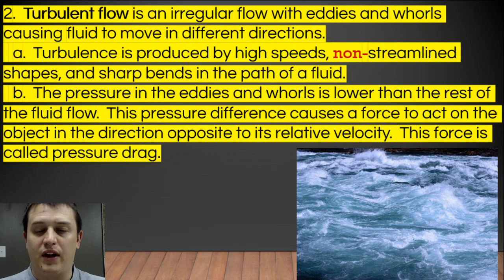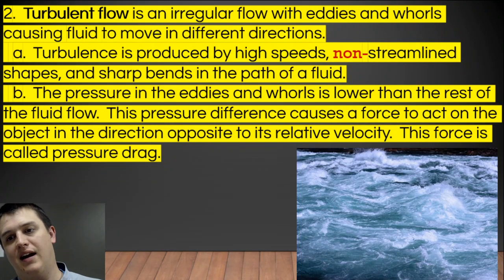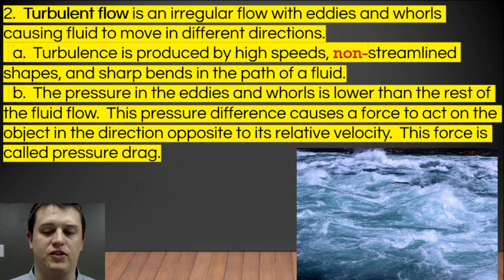Then let's see, we have relative velocity. It says the pressure difference causes a force to act on the object in the direction opposite to its relative velocity. So if you have a pressure difference, the force is going to act opposite. So if you're moving left, it's going to go right. Force is called pressure drag.